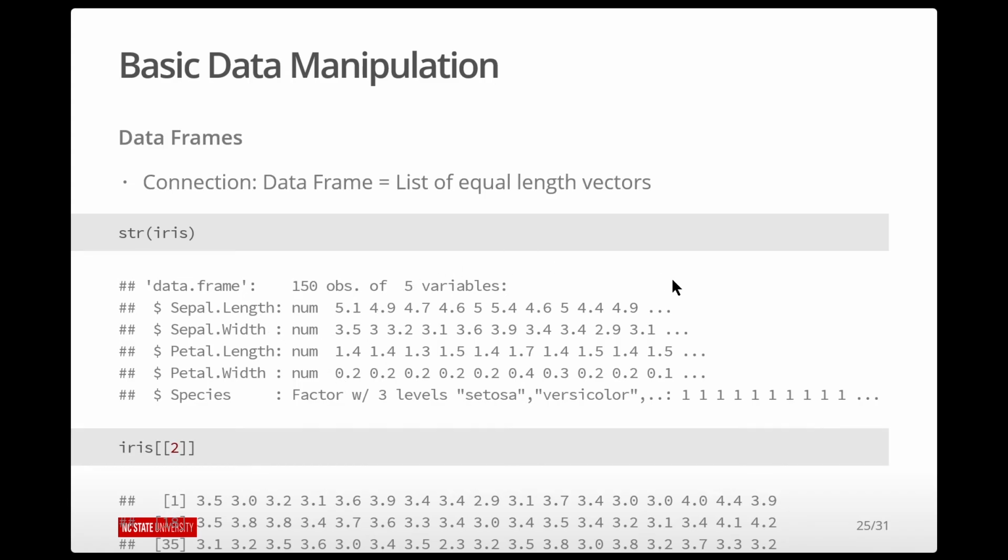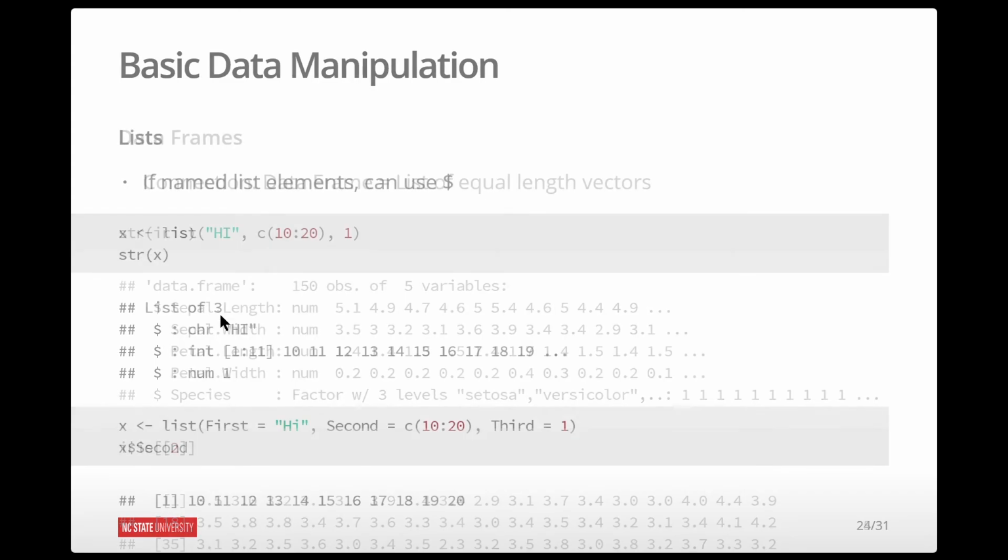So if you have a list with, say, 3 elements, each of length 50, it's not going to be a data frame unless you cause it to be a data frame. So you can coerce it to be a data frame or just create it. But basically, that's the connection that you would see there.